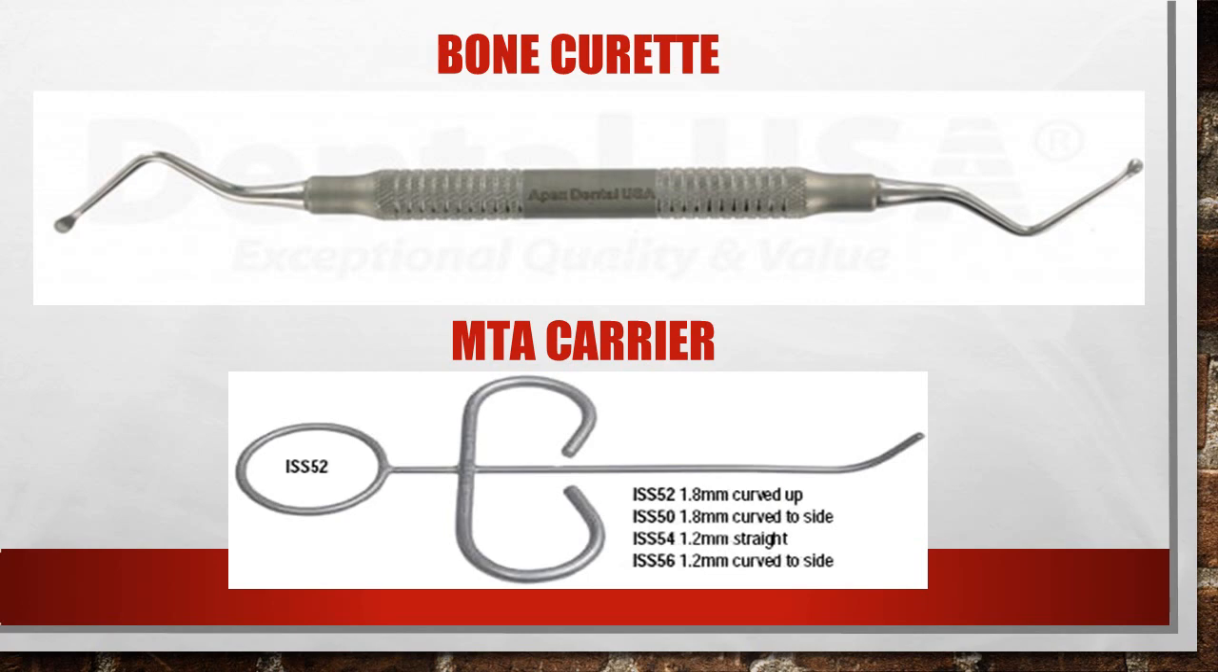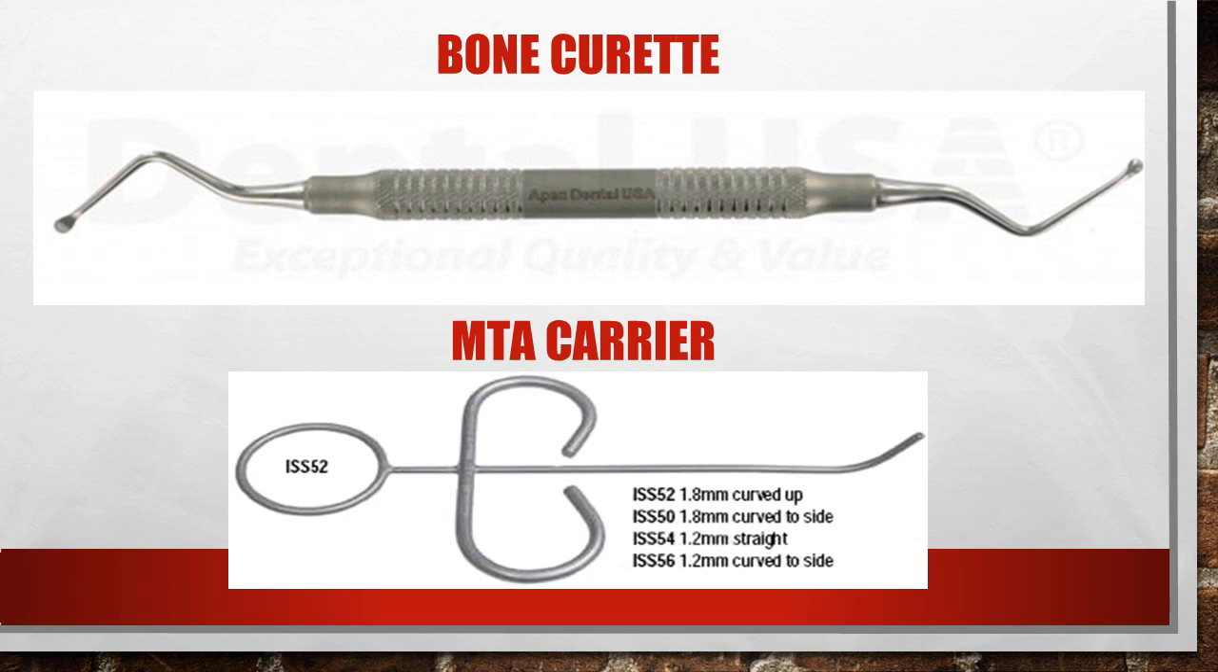And we have the MTA carrier. This is a special device which is used to transport the MTA, that is your mineral trioxide aggregate. This is one of the most suitable retrograde filling materials. This is what is placed at the site of the surgery after you have resected the root tip. So we actually try to fill the MTA into the root tip surface after the root resection has been done.